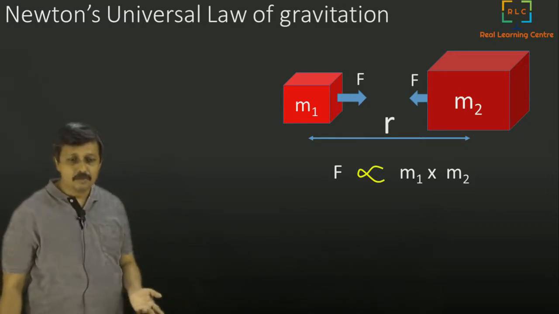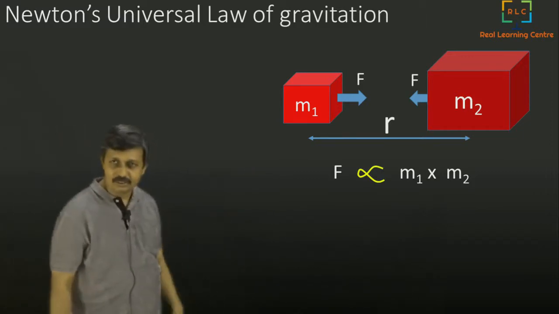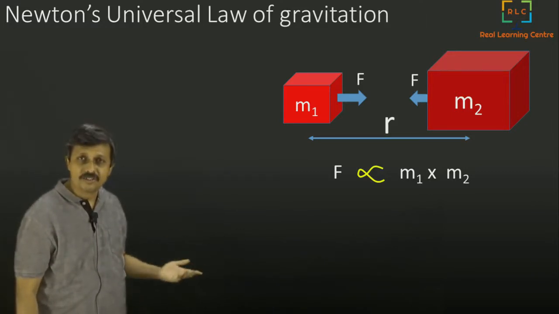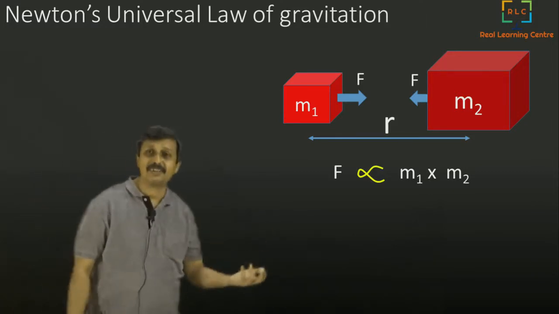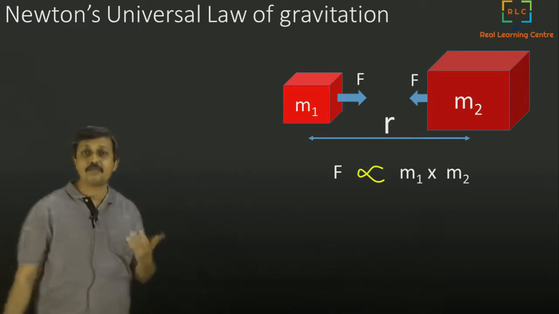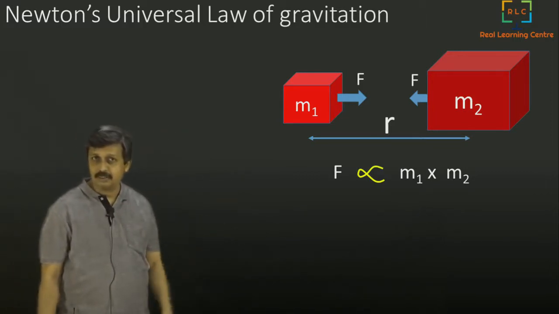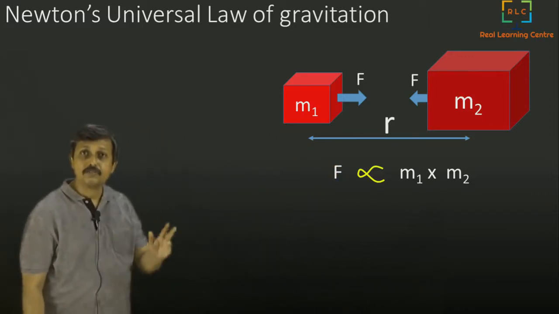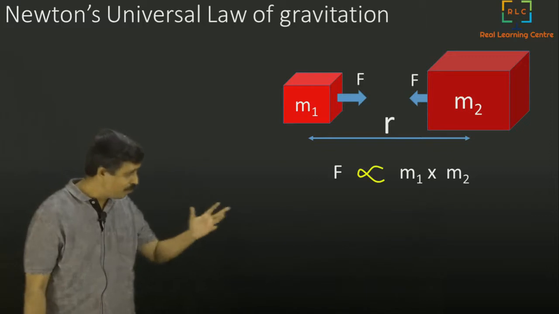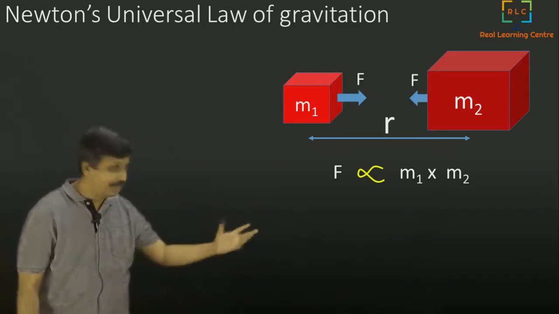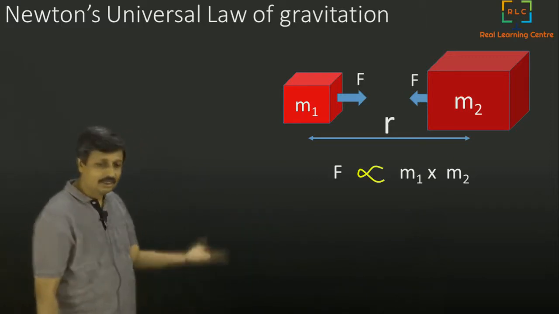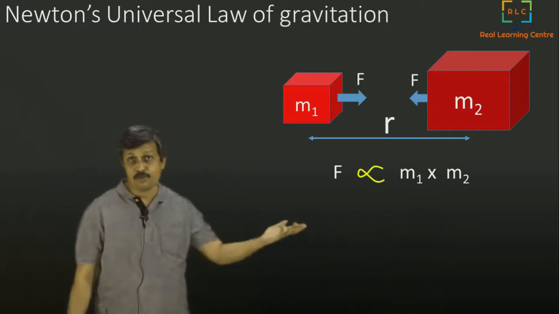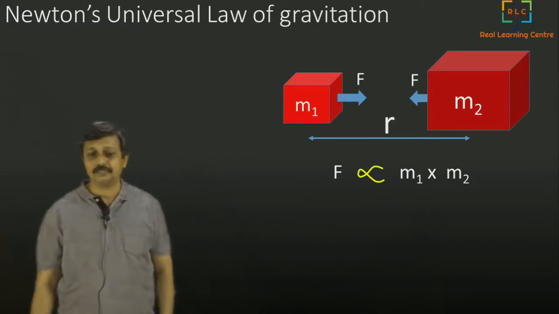What does it mean? If you take mass 1, let us say it is 2 kgs, and you double it, make it 4 kgs, then the force also doubles. If one of the masses doubles, the force doubles. If the other mass also doubles, the force will become 4 times. So the force is getting multiplied. The masses are getting multiplied to get the force. That is written as F is proportional to m1 and F is proportional to m2 together, so the product of those masses.